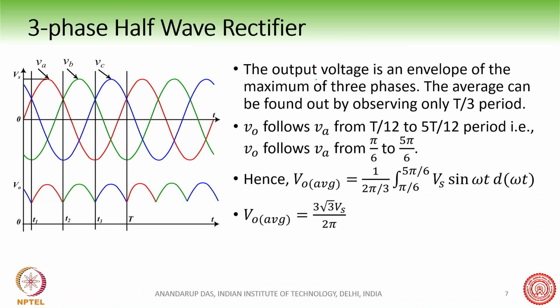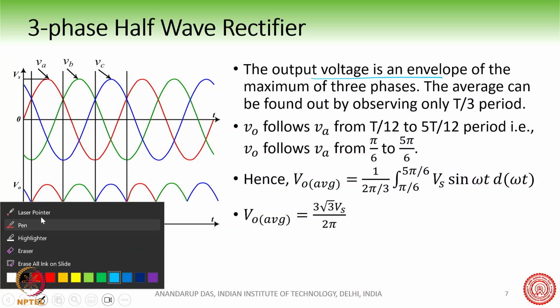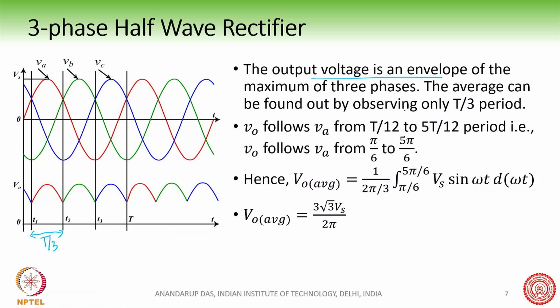So that's what is written here. The output voltage is an envelope of the maximum of the three phases. And this will repeat every 1/3 of the time period. So this distance is T by 3. Therefore it is now possible for us to find out the average voltage.